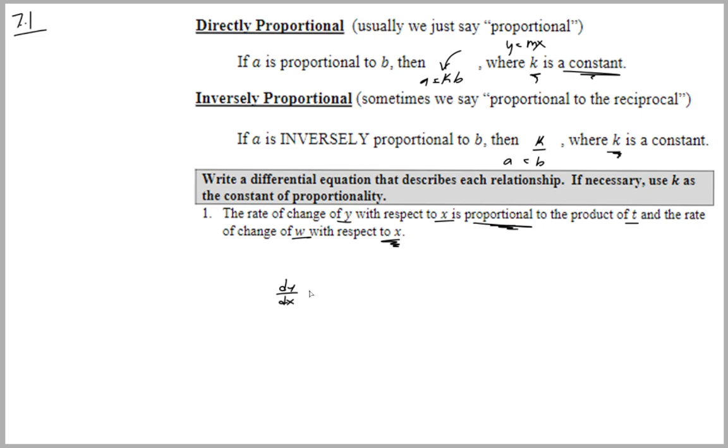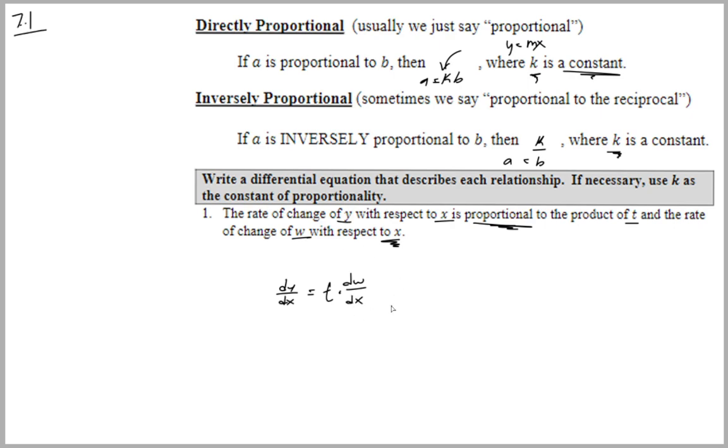You can either put equal to, or there's also a proportionality sign. We need to say it's proportional. You could also put the equal sign. It is proportional to the product of t, so we're going to put t times the rate of change of w with respect to x, so dw/dx, and that would be everything in the problem.